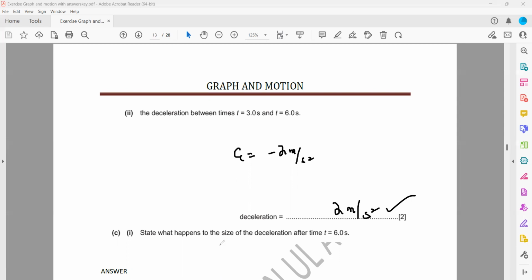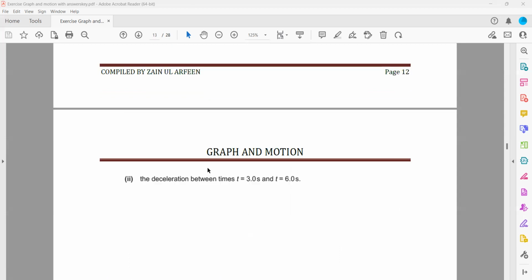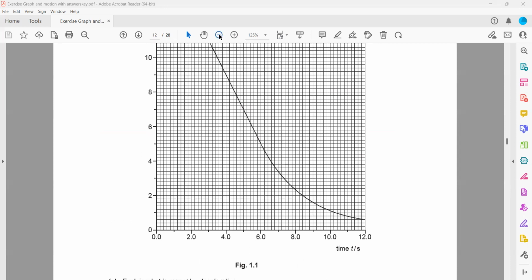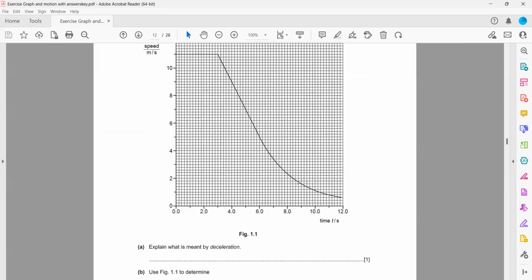Then state what happened to the size of deceleration after 6 seconds. As we already discussed in the beginning, after 6 seconds, what was happening to the deceleration? Is it increasing, decreasing, or constant? This part, decreasing. So it was decreasing deceleration. As the curve's angle is decreasing, the deceleration is also decreasing. This was constant deceleration, and this one is constant speed or no acceleration.